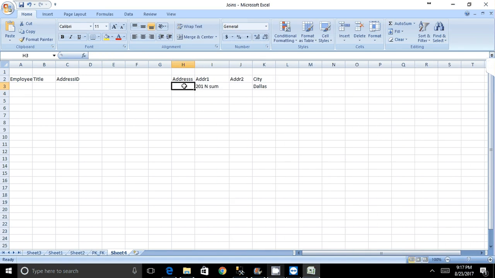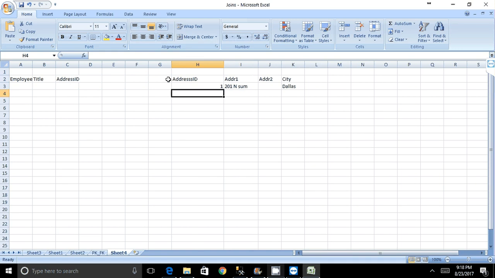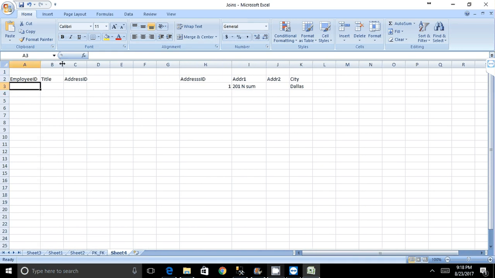So what's the address ID? It will be automatically generated by the database, right? So let's say the address ID for this is 1, okay. And when you have the employee in here, you put the employee ID, let's say it starts with 10, and you have the title for that as a manager. Now his address ID is 1, you put the 1 in here, right?